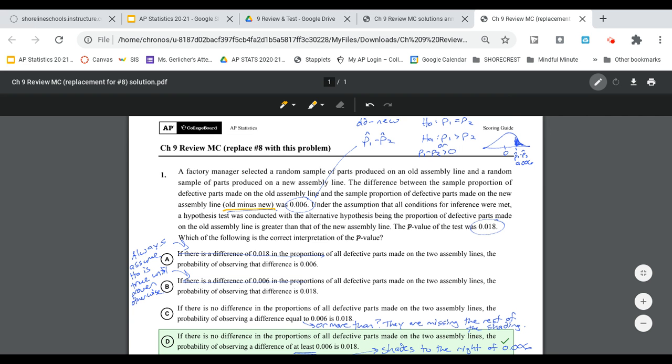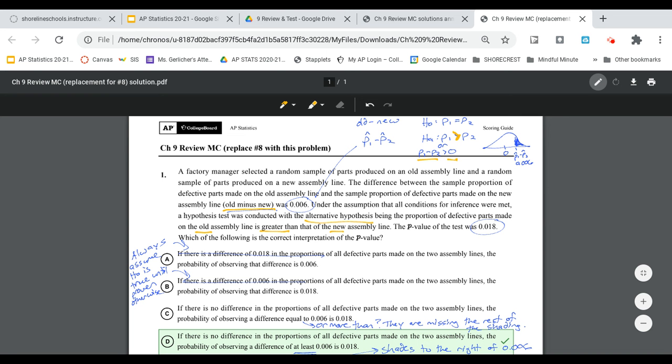Okay, so then I wrote out my H0 and my Ha. I knew it's always P1 equals P2. And they said the alternative hypothesis being that the proportion of defective parts made on the old assembly line is greater than the new. So alternative hypothesis is old greater than new. And old is 1. So old greater than new. And then if you wanted to turn that into something compared to 0, if you subtract P2 from both sides, you get P1 minus P2 is greater than 0. A different way to write your Ha.